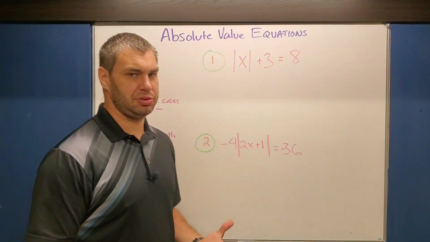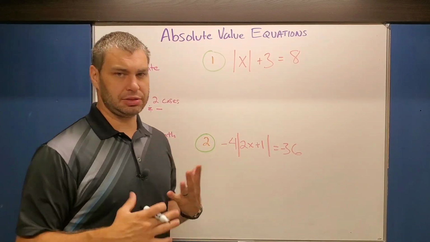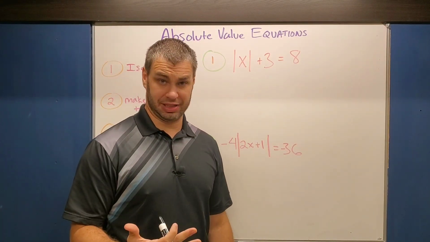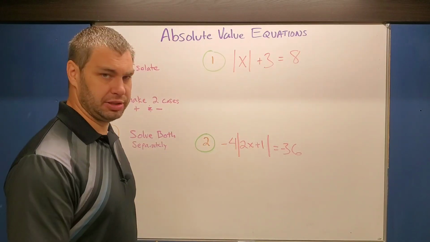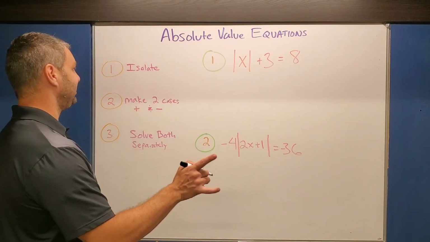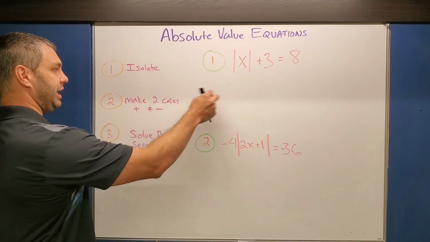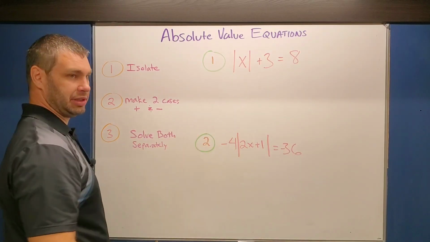Today we're going to be solving some absolute value equations. These can be a little tricky, but I have some steps that are going to help us with all of these. We have these two. We're going to do two more after this. The steps that are going to help are to isolate the absolute value bars. I'll show you what that means here in a second.